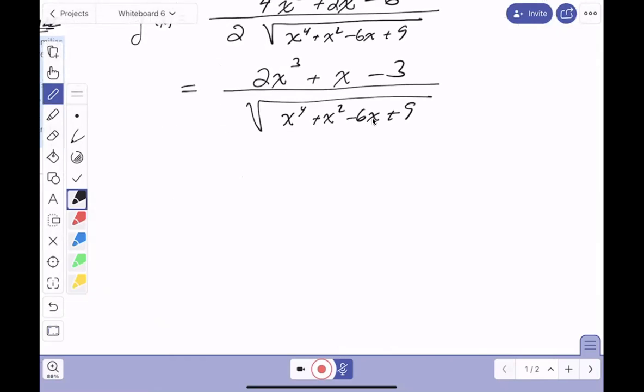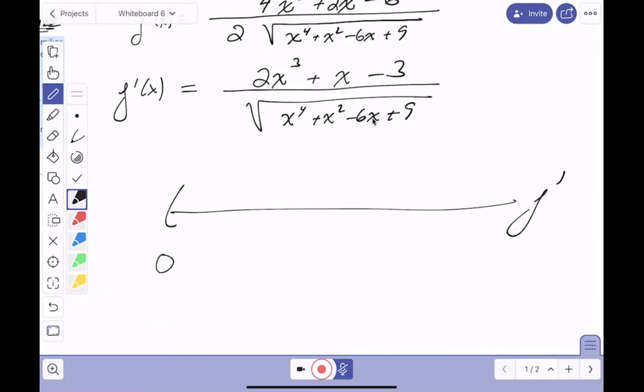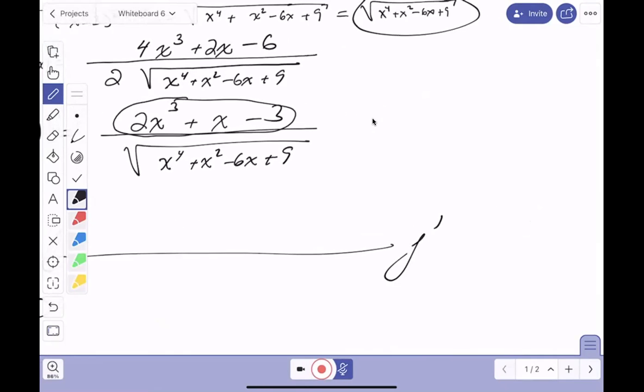Now, what do I have to do? This is the derivative. I have to analyze this derivative on a number line, above 0. What am I looking for? Critical points. Here's my problem. I'm looking for a critical point, and I have to look at this thing over here. The only critical point would be when this thing becomes 0.